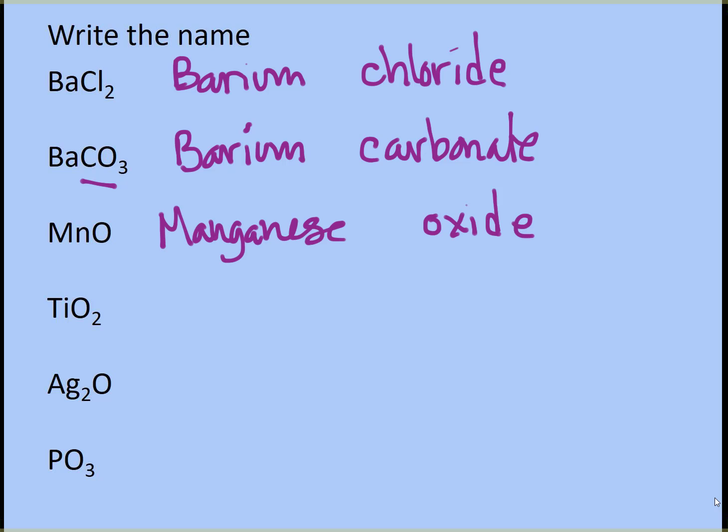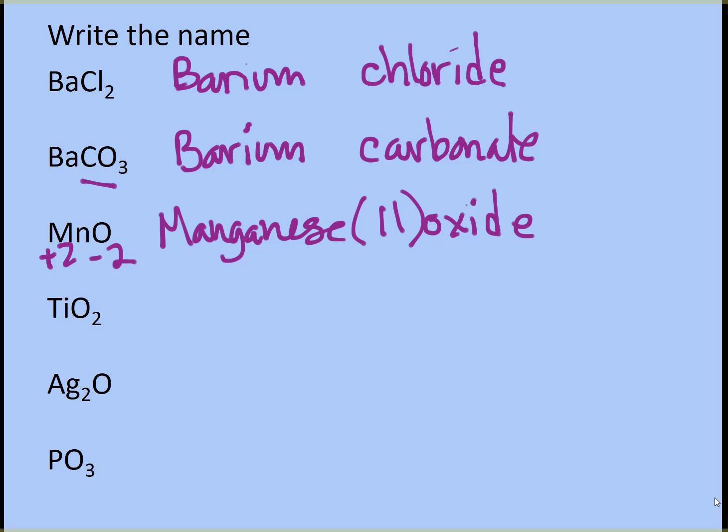The next one is a metal, so I use oxidation numbers. Oxygen, drop the ending IDE. And I do need to say what the oxidation number is because it's not group 1 or 2. This is a transition metal. So oxygen's a -2, so that means manganese is a +2. So just write it in Roman numerals.